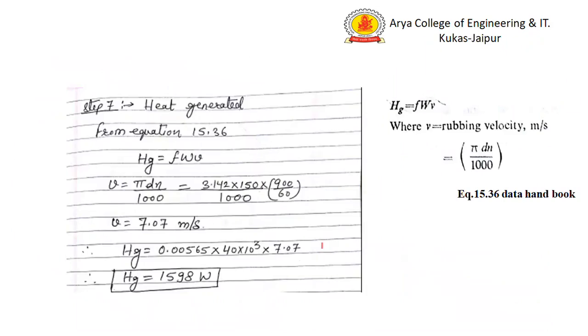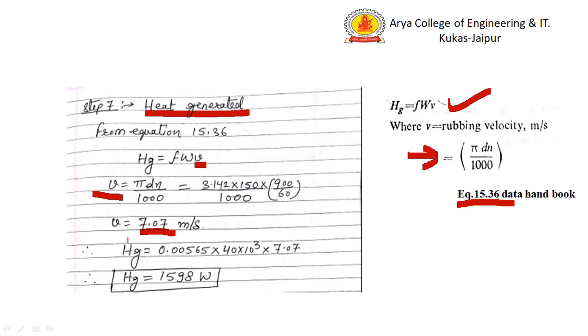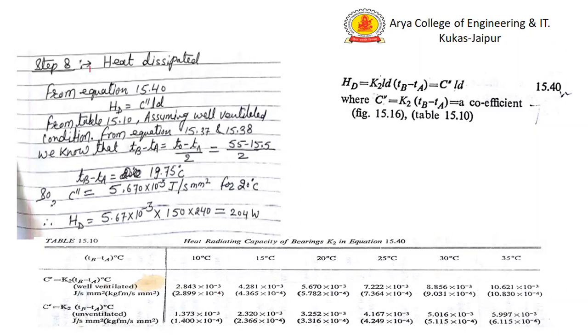In step number 7, heat generated can be calculated from equation 15.36 of the data handbook. The equation is F W V, where F is the coefficient of friction, W is the load, and V is the rubbing velocity. The formula for the rubbing velocity is pi D N by 1000, so the velocity is 7.07 meter per second. Putting all these values in Hg, the heat generated is 1598 watt.